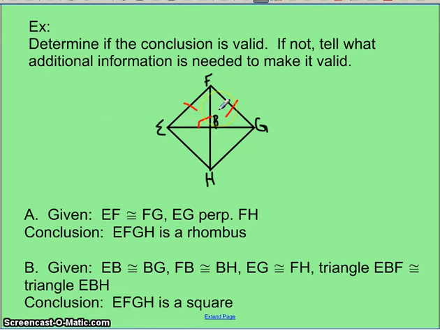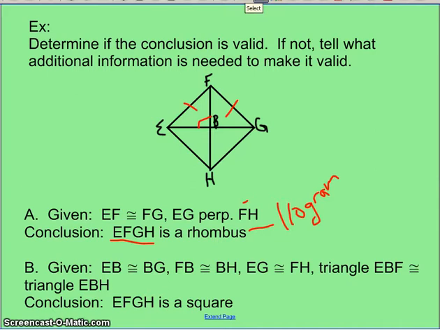Well, we would have two different theorems that we could use there, but the thing that we're missing here is that this would be a parallelogram. If it's not a parallelogram, we can't use either one of those theorems. So on this one, I'd have to say invalid. We've got to have that EFGH is a parallelogram before we can state that it's a rhombus by either one of these theorems.